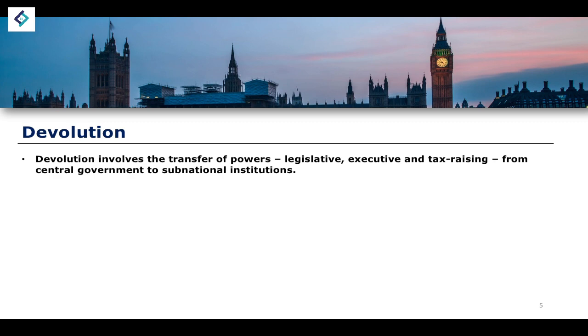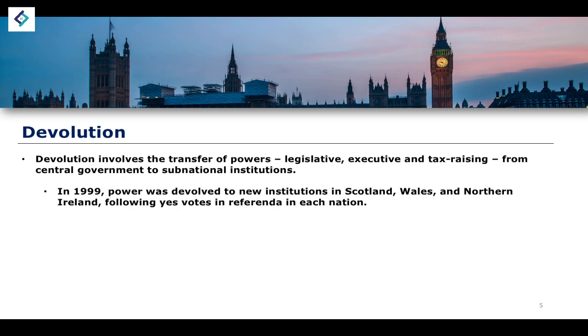Essentially, what devolution involves, and we will get to talking about devolution in more detail in future lessons, is the transfer of powers, whether executive, legislative or tax-raising policy powers, from the central government, being Westminster in this regard, to what are described as subnational institutions. So in 1999, power was devolved to new institutions in Scotland, Wales, Northern Ireland, and also in the city of London as well.